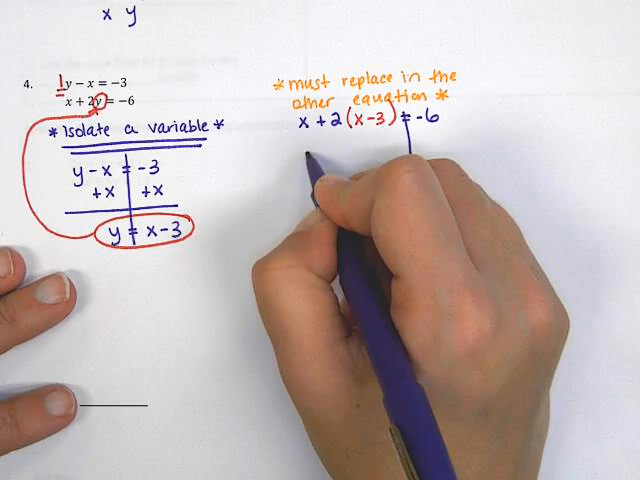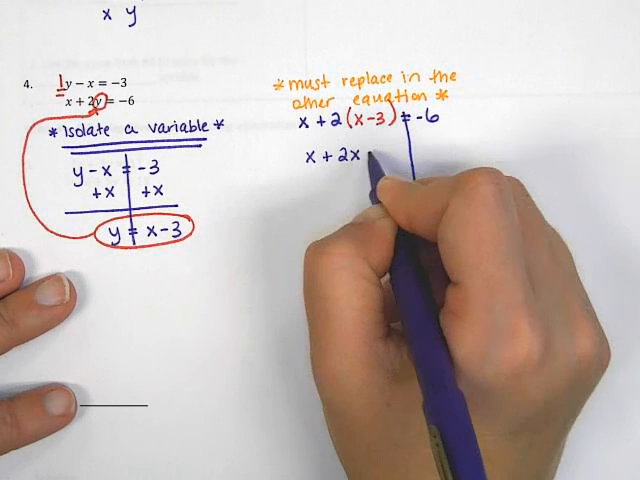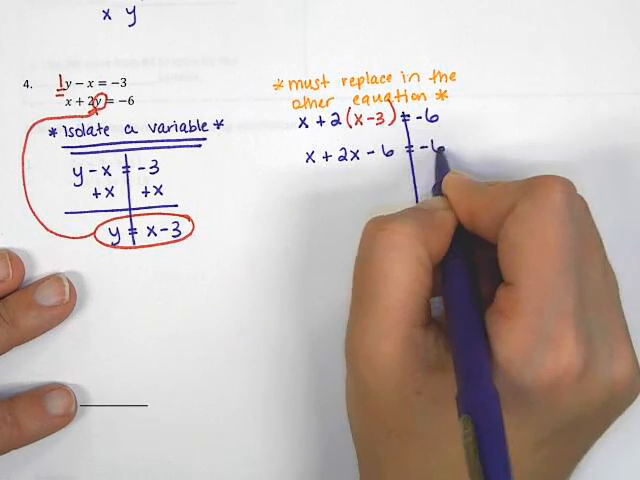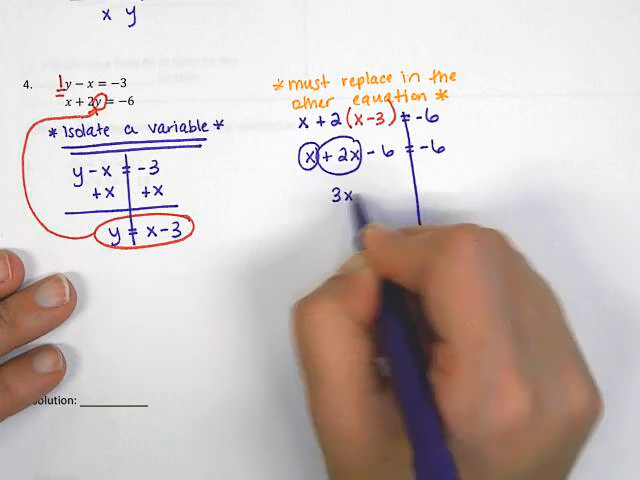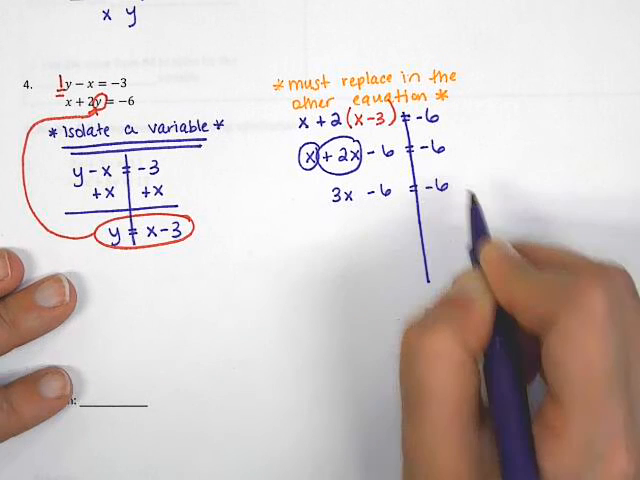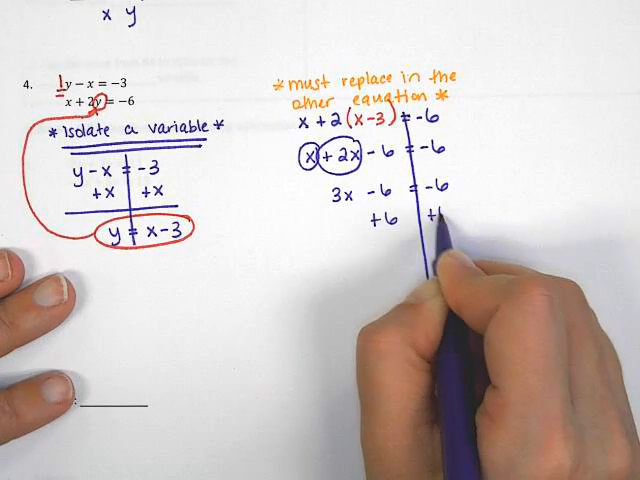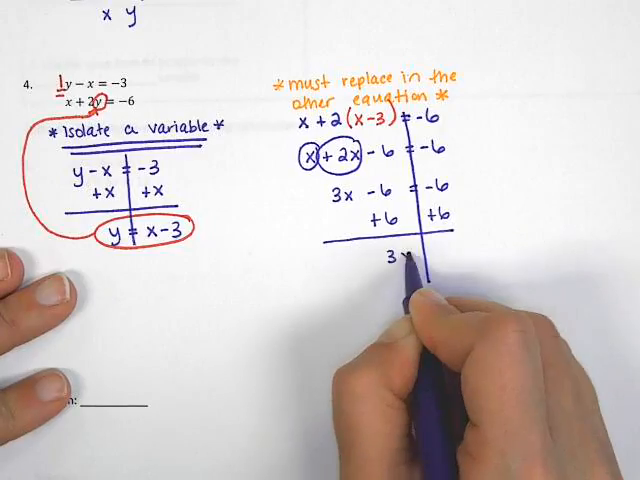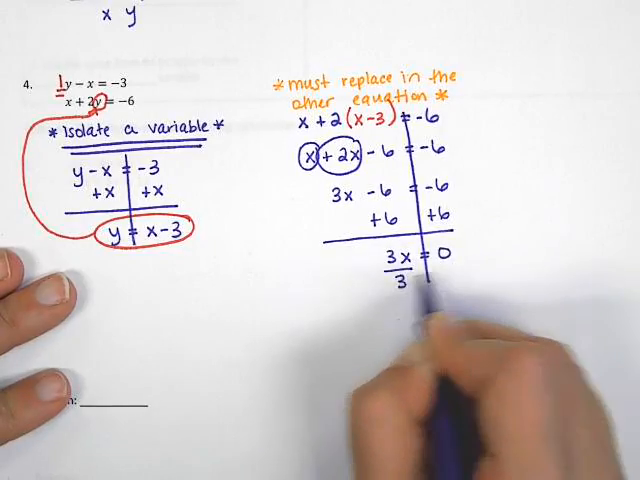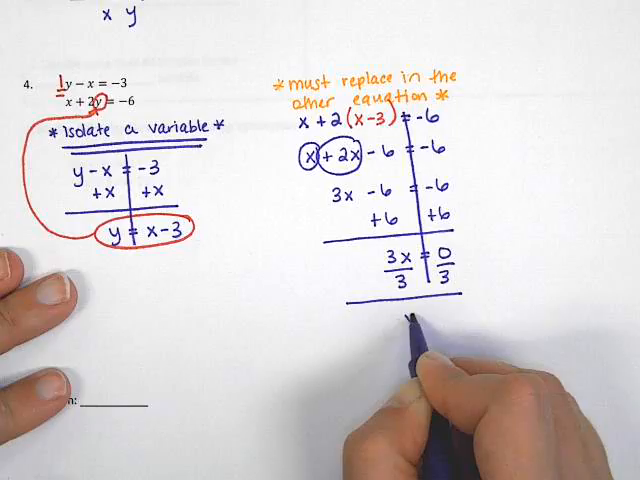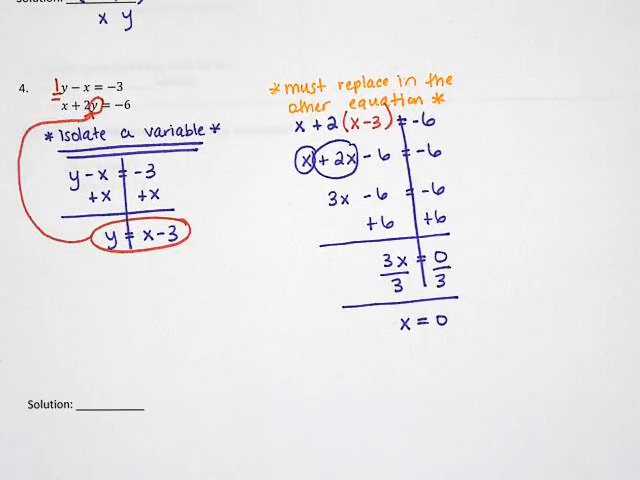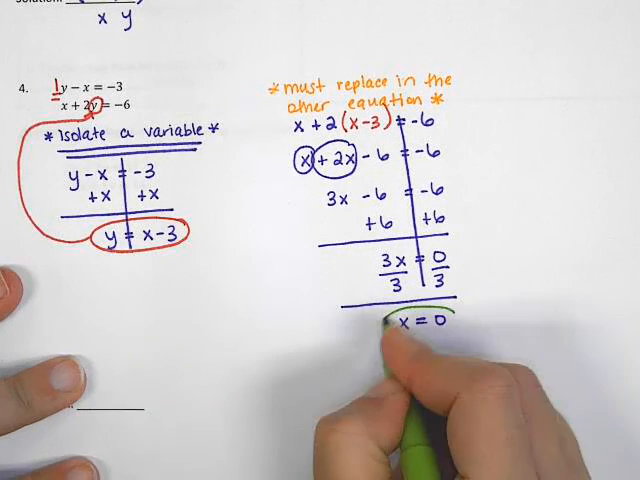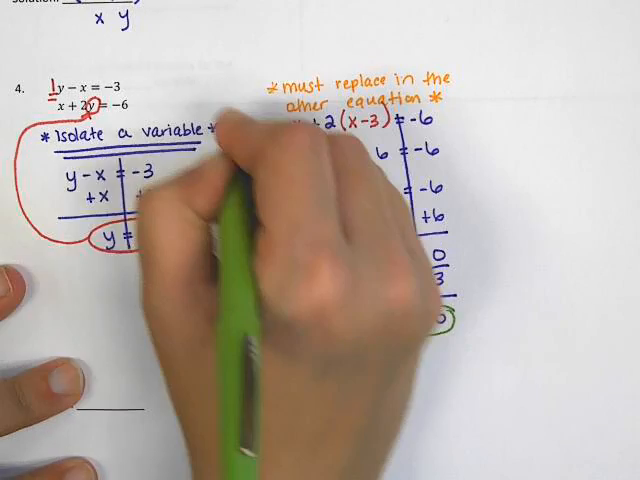Now I'm going to distribute the 2, so x plus 2x minus 6 equals negative 6. X plus 2x would be 3x minus 6 equals negative 6. I would add the 6 on both sides, so 3x equals 0. And then divide by 3 on both sides, so x equals 0. Now this is a place where a lot of students have trouble because they go like, can x be 0? Yes, 0 is a number. That's okay. We can get 0 as our answer.